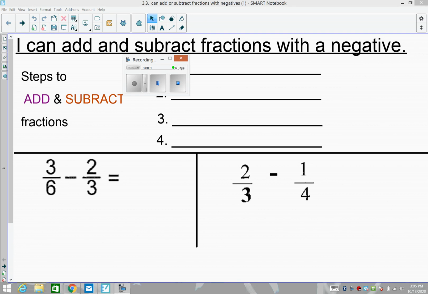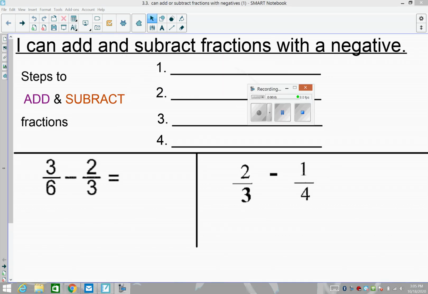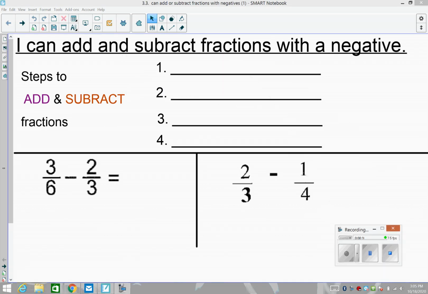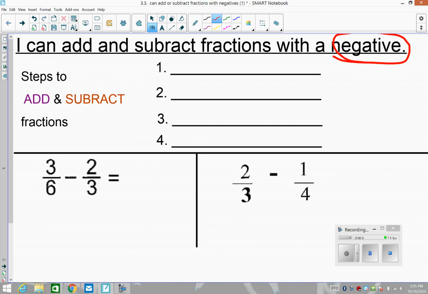Hey, math friends, our learning target today is I can add and subtract fractions with a negative. So you've been adding and subtracting fractions for a long time where you have to find a common denominator, make sure that whatever you do to the top, you do to the bottom, that whole idea. The only difference in 7th grade is we talk about negatives in the game. So same steps as always.